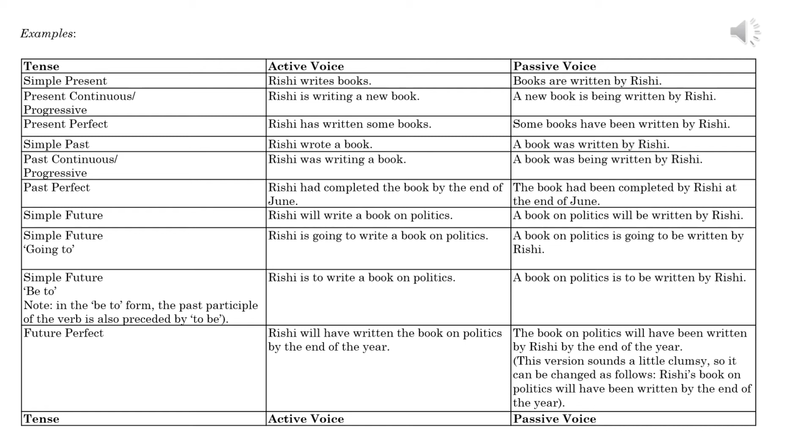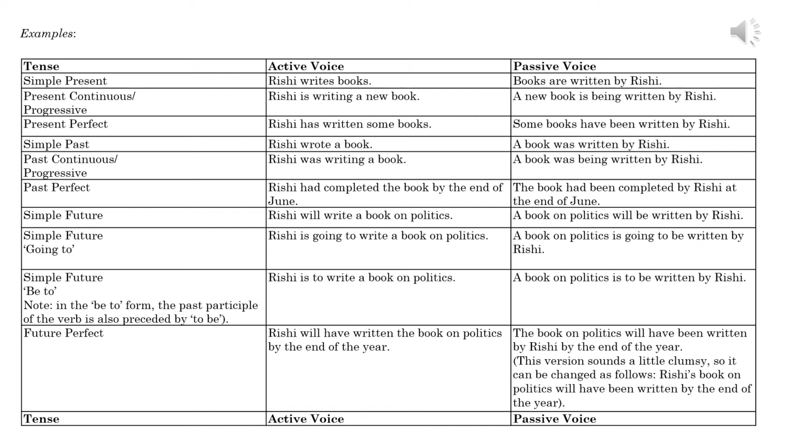Tense, present perfect. Active voice, Rishi has written some books. Passive voice, some books have been written by Rishi. Tense, simple past. Active voice, Rishi wrote a book. Passive voice, a book was written by Rishi.